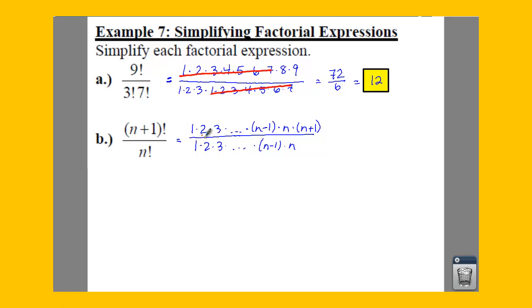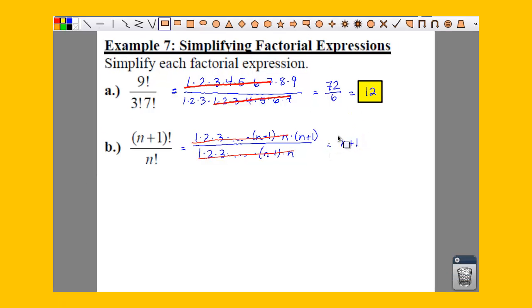So that makes sense. So let's cancel out what we can. Well, we can cancel out all this and then all this right here. What you have left over then is just n plus 1. So that is how you can simplify some factorial expressions with numbers or with expressions.